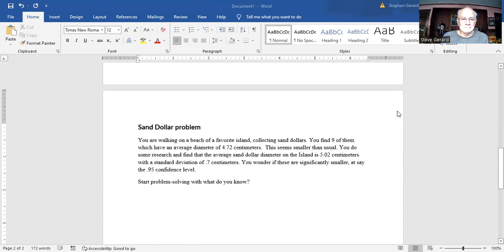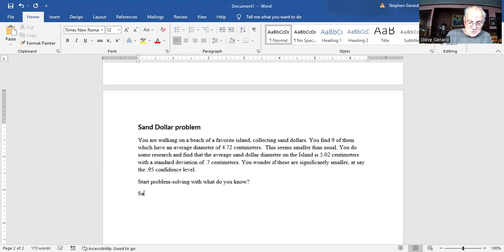Okay, let me talk about a problem here. You're walking down a beach on your favorite island and collecting sand dollars. You find 9 of them, which have an average diameter of 4.72 centimeters. This seems smaller than usual. You do some research and find the average sand dollar diameter on the island is 5.02 centimeters, with a standard deviation of 0.7 centimeters. You wonder if these, that's referred to your sample, are significantly smaller at the 0.95 confidence level. So, problem starting, we start with what do you know?